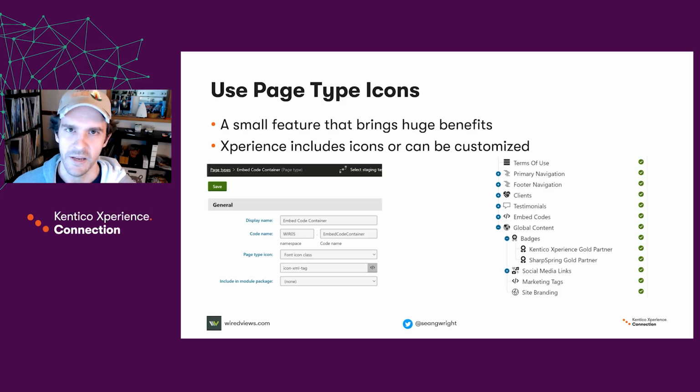So using page type icons is a way that we can bring some nice benefits with a very small feature to the content tree. It makes the content tree more navigable. It makes it easy to identify different types of content. And Xperience as a platform includes icons that we can use, and we can also customize those icons and add our own.